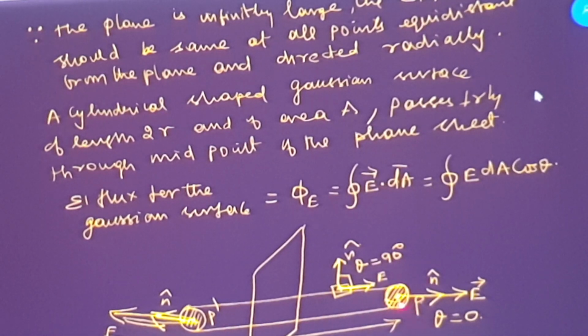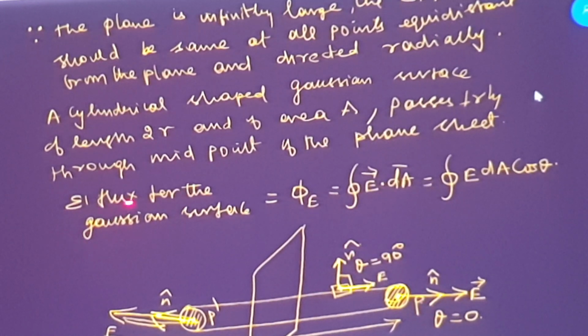And the area of the Gaussian surface is considered to be A. So I have written it here, a cylindrical shaped Gaussian surface of length 2R, and the area A is taken. And that Gaussian surface passes perpendicularly through the midpoint of the plane sheet of charge. So if you want to calculate the electrical flux, this Gaussian surface is said to have 3 parts. One is the curved surface, and the other 2 are the end surfaces, the 2 end caps.